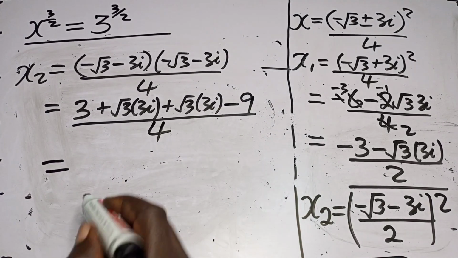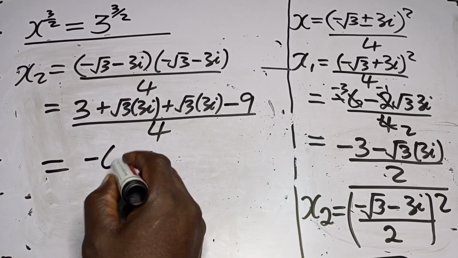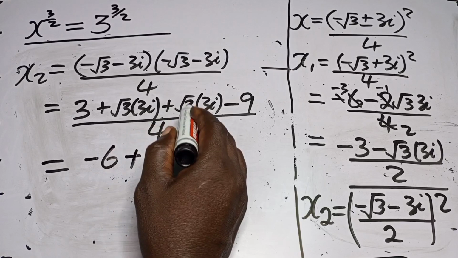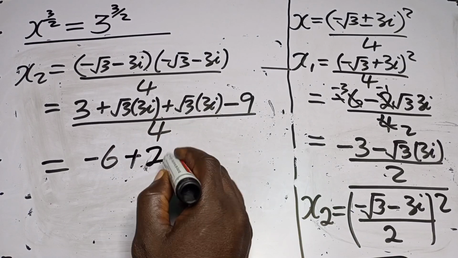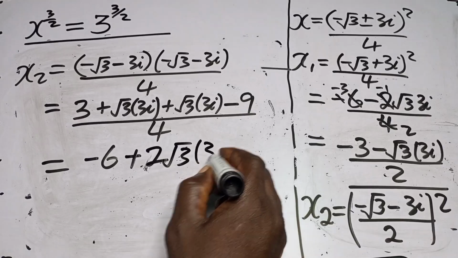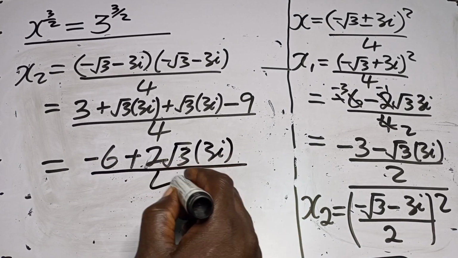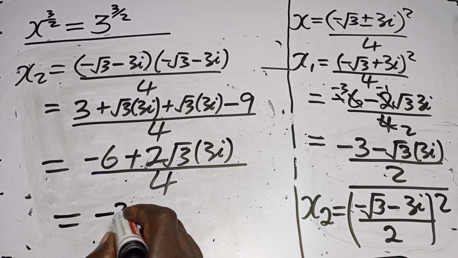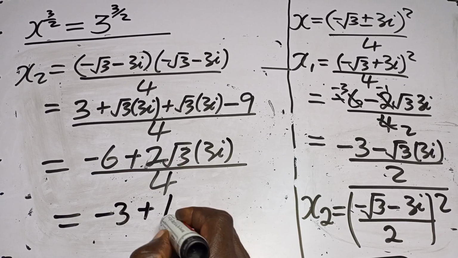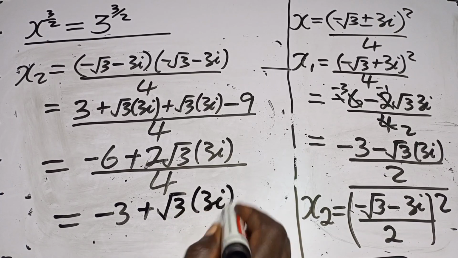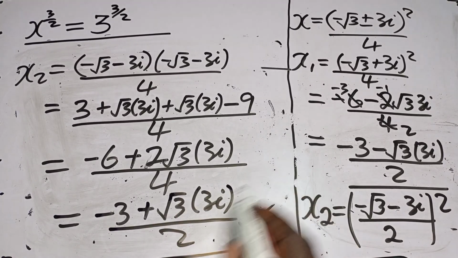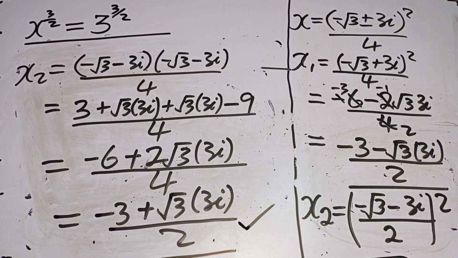So this gives us 3 minus 9, which is negative 6, plus root 3, 3i plus root 3, 3i. There are two of them, so we have 2 root 3, 3i all over 4. Again, 2 can cancel all around. 2 there, negative 3. 2 here, 1. And 2 down there, 2. So this gives us our x2, the second solution for the quadratic equation.